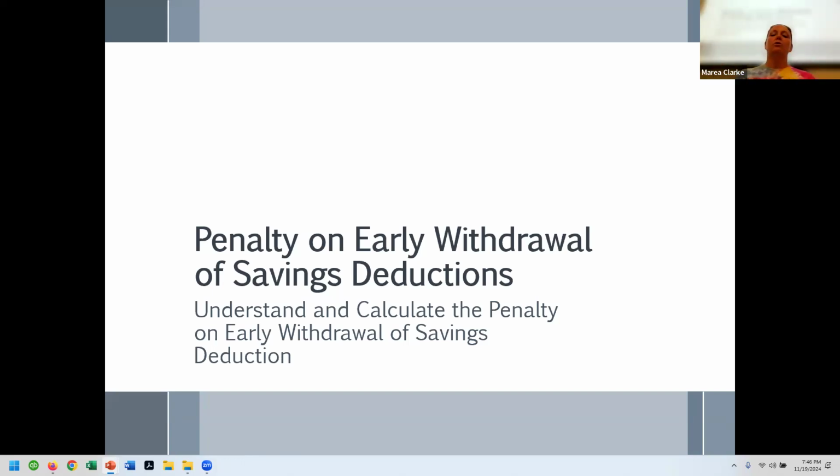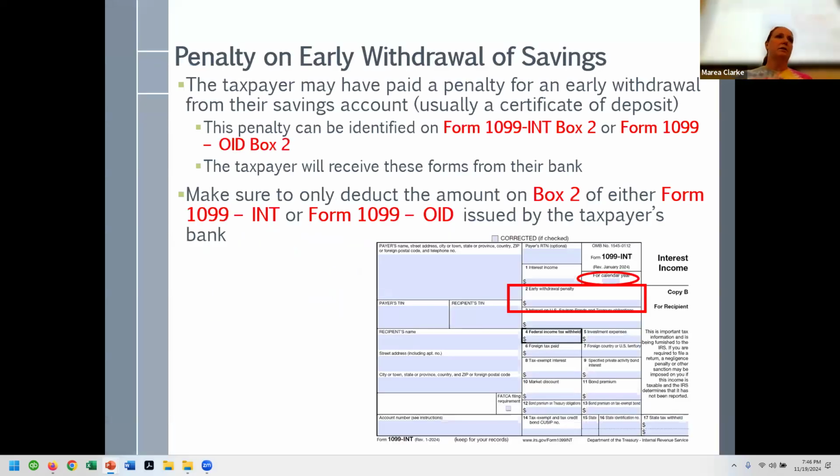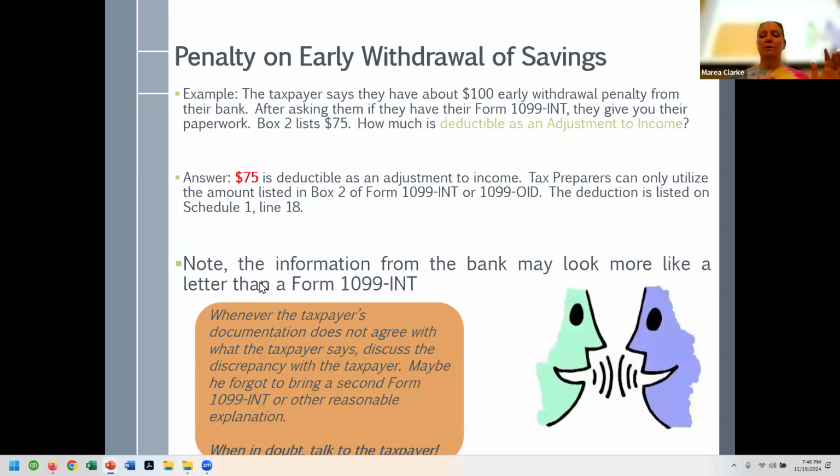That's what this penalty on early withdrawals of savings deduction is. It's the only penalty that you get to take an adjustment on. And it's going to be reported on a 1099 INT in this box number 2. Early withdrawal penalty is where it would go. The good thing for us, super straightforward, right there on the form, enter the numbers in, it'll automatically flow through to that adjustment. Again, also not a common thing, but it happened.